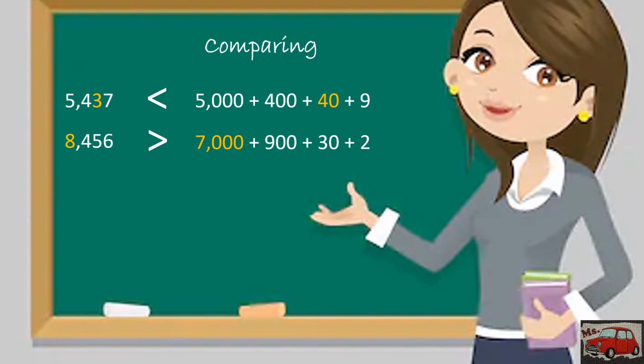Okay? Another one, 8,456 is greater than 7,932. So, sa thousands place pa lang, mas mataas si 8,000 kaysa kay 7,000. So, always check the value of each number according to their place or position.